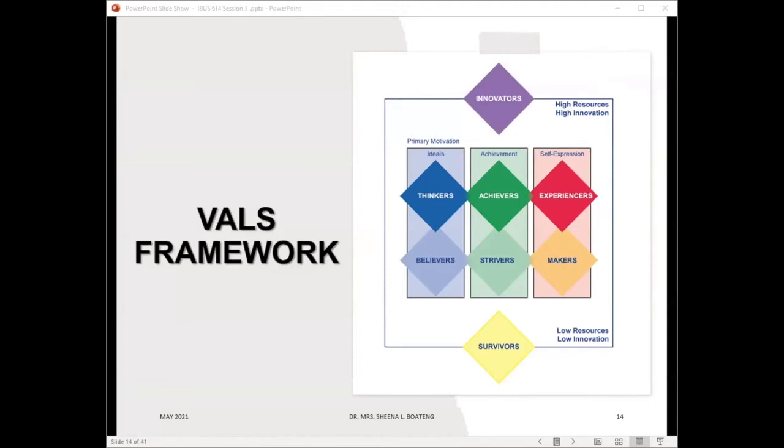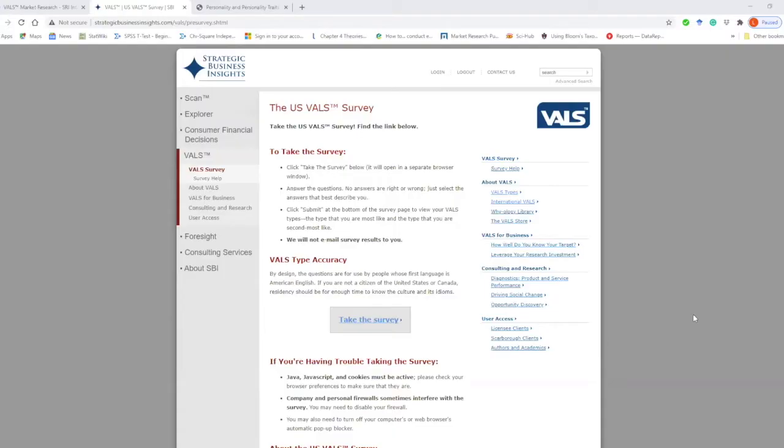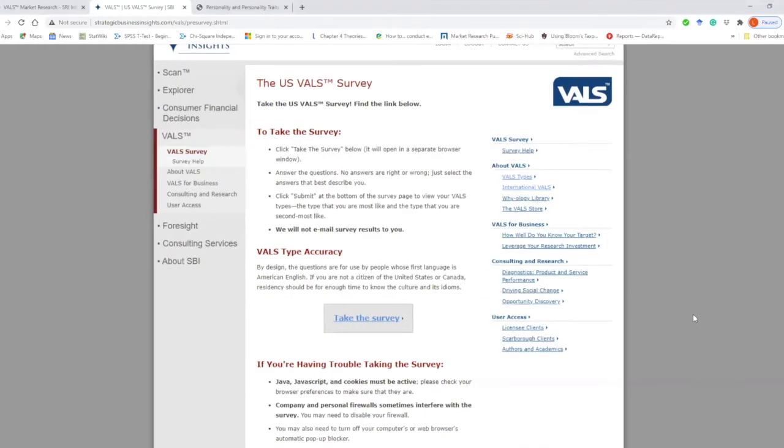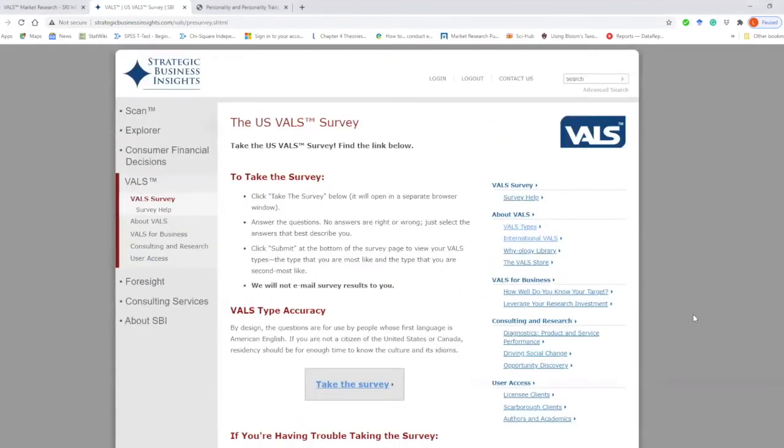Yes. Good. So when you go to the VALS website, which I'm going to take you there right now. Please, can you see the screen I'm sharing? Yes, it's showing.